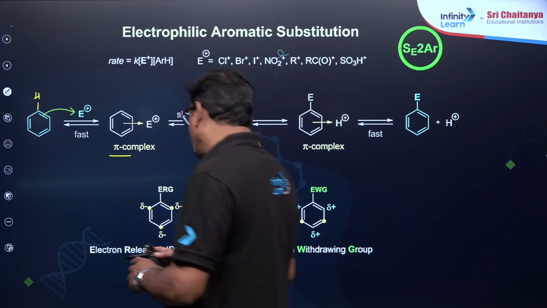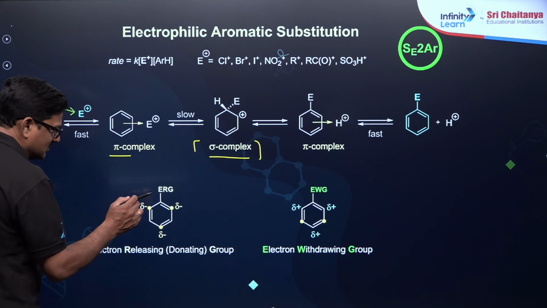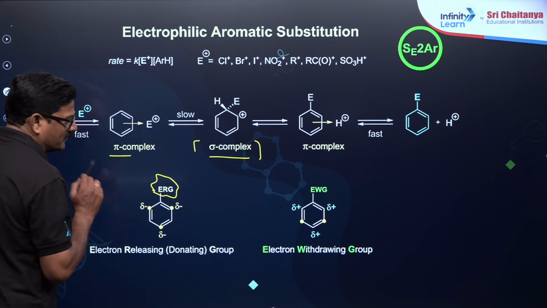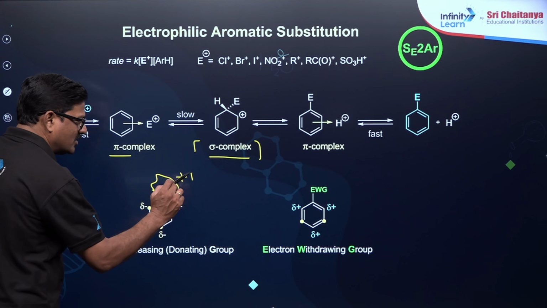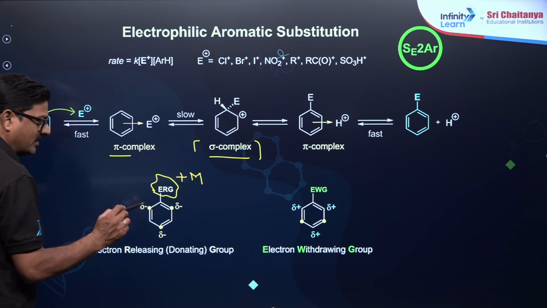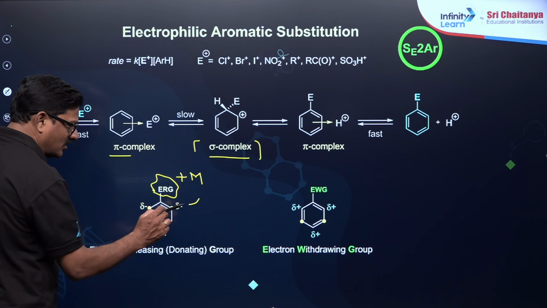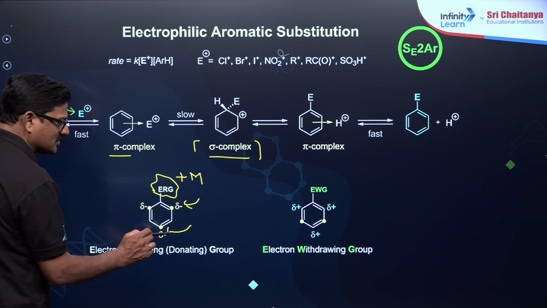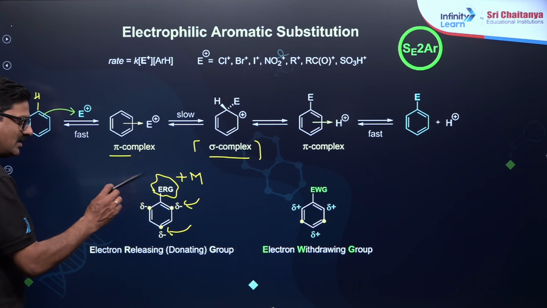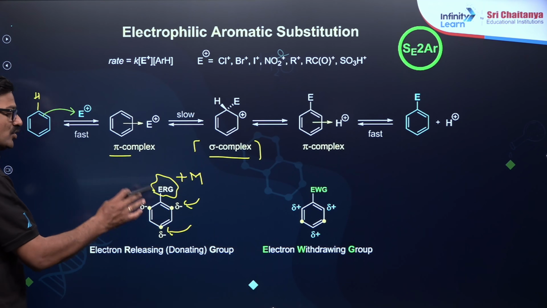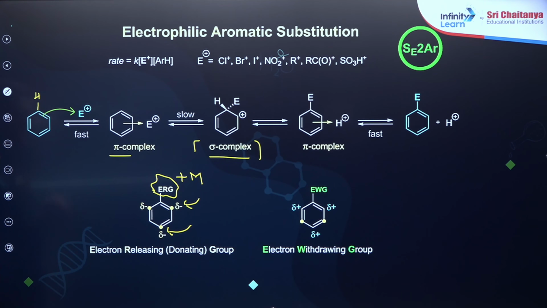Now if the benzene has an electron releasing group, maybe with a positive mesomeric effect, then the incoming electrophile should come at the ortho position or para position. The product is going to be ring activation, and ortho and para products are going to be formed.